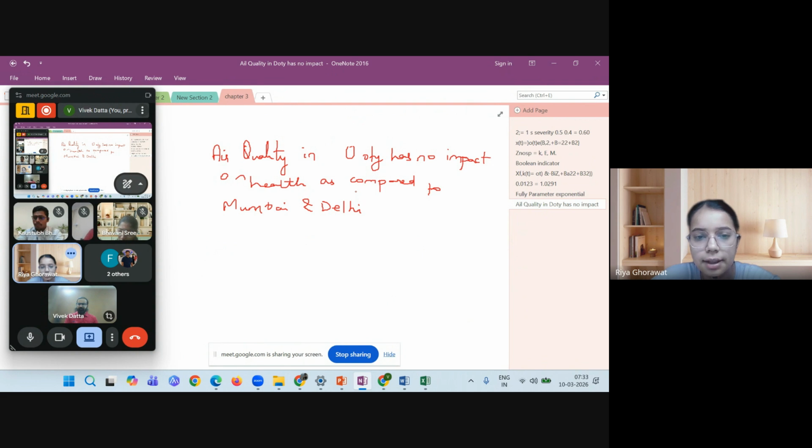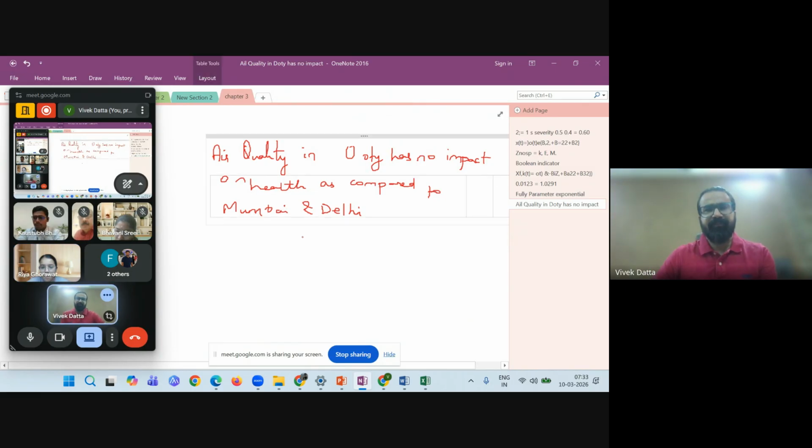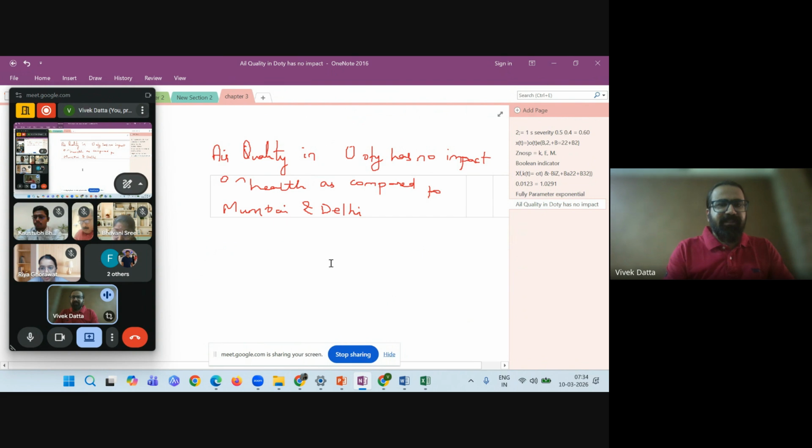Sir, so like, can we take Mumbai as 1 and Delhi as 0? But how do I know Mumbai is 1 and Delhi is 0? How can I say from this that Mumbai has some impact and Delhi doesn't?